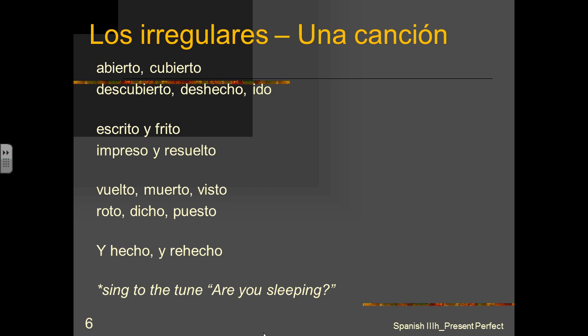Rehecho. If you want to know what these mean, which of course you do, go back to your sheet and I'll give you the meanings for them. But these are some of the irregulars.